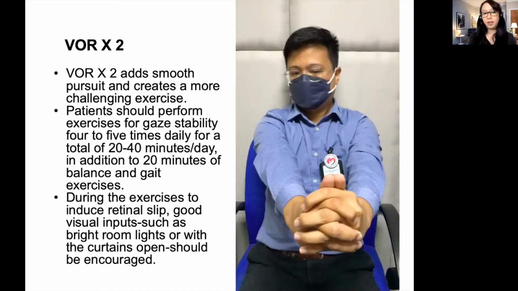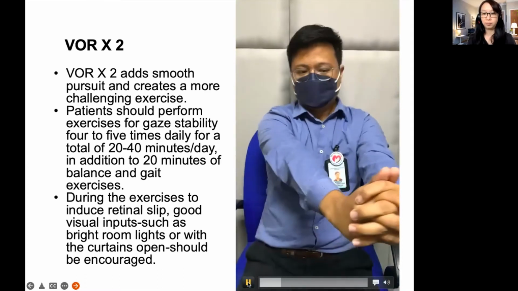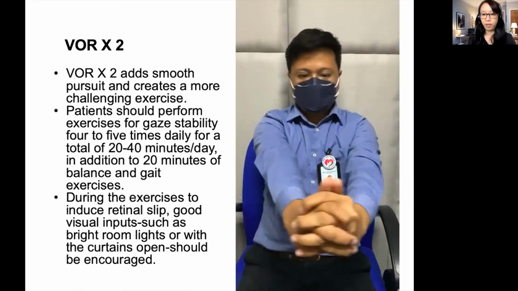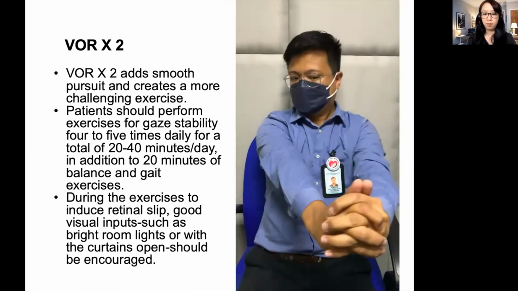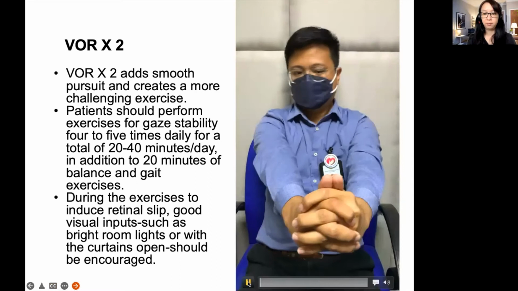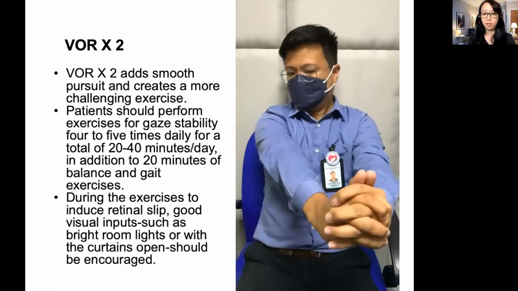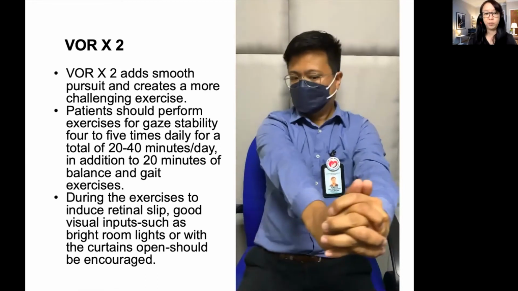This adds a smooth pursuit element to the exercise so that your head and the eyes must move at the same time. Like this, the eye always focuses on the thumb. Move the head and the hand in opposite directions. This forces the eyes to move also, and that gives you the smooth pursuit element.